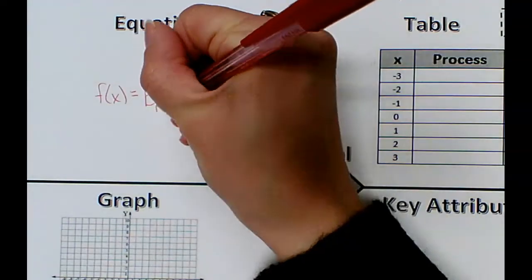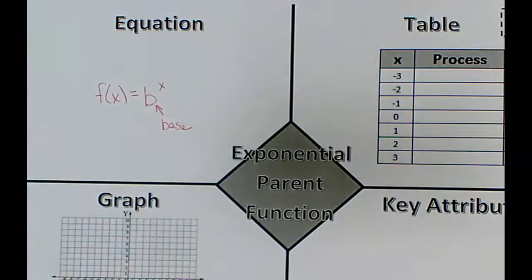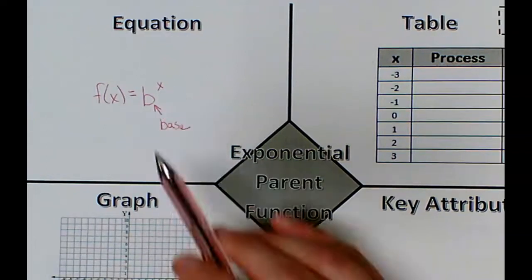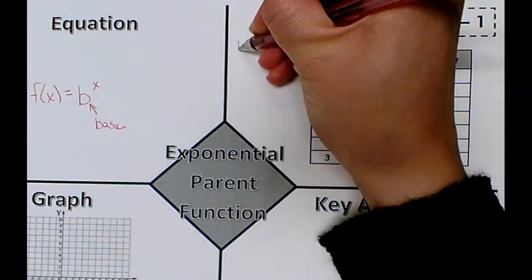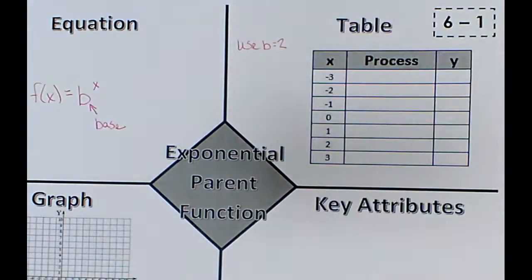So we're going to use a base of 2 whenever we're creating our table of values. That way we know what it is that we're raising to the power of x. So over here in our table, we're going to use a b of 2. So we're going to raise 2 to all of these powers.